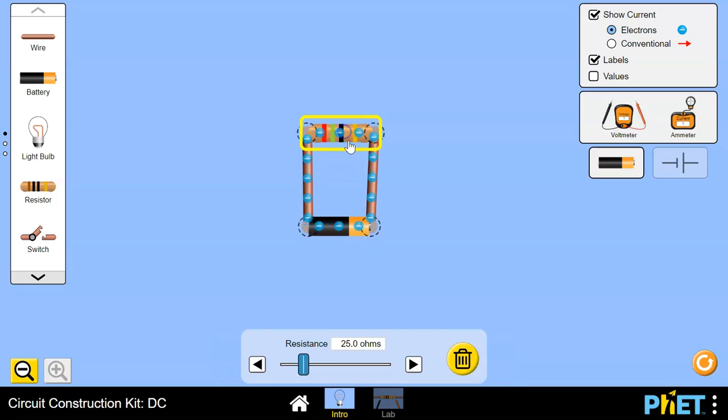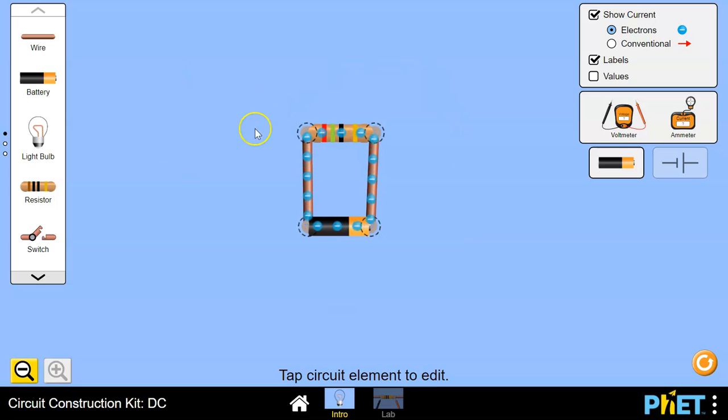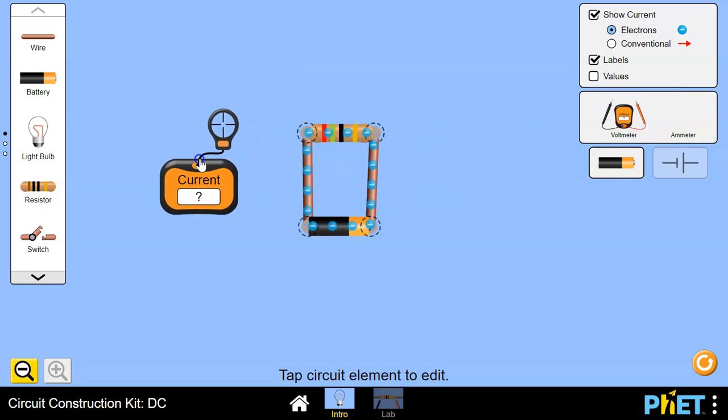So we have voltage, we have resistance, but if you notice, nowhere on here do we get a readout of the current. Now, we have this off to the side that we can drag in. This is called an ammeter, and this is what we use to measure current. We can take the sensor and let's put it right on our resistor.